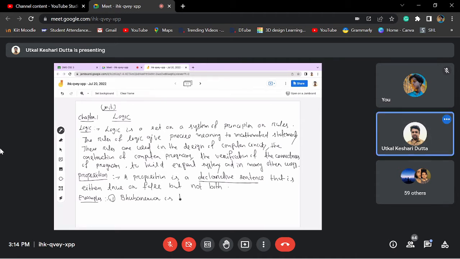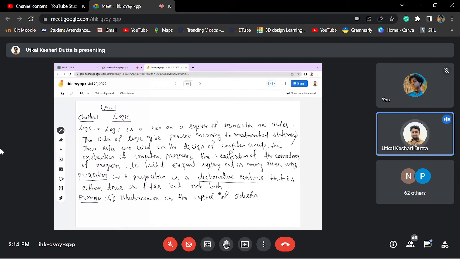Example 1: Bhubaneswar is the capital of Odisha. Will it be a proposition or not? Yes, sir, it will be a proposition because it is a fact, also a true fact.